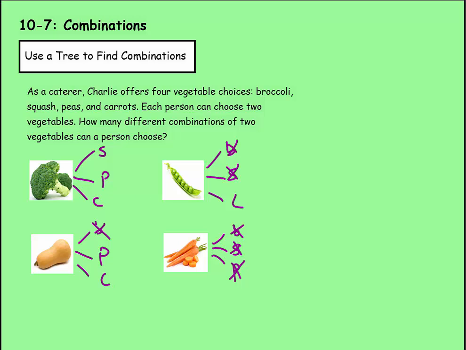So how many total combinations does that give us? We have 3 here, 2 here, and 1 here. That adds up to 6 combinations.